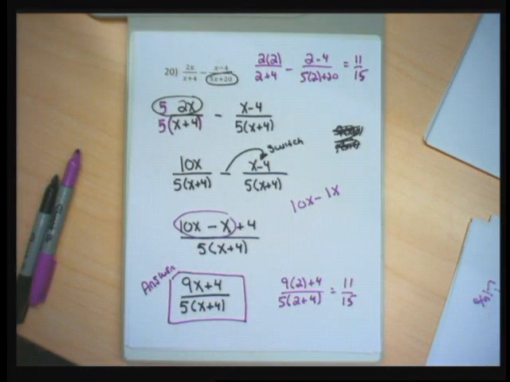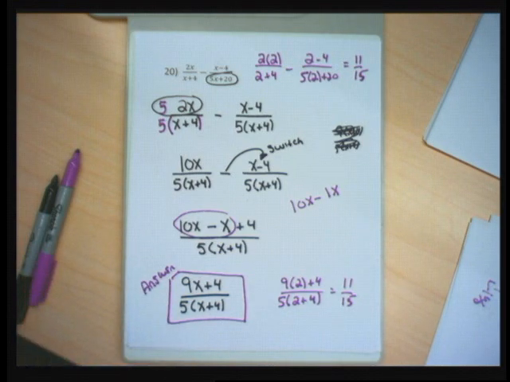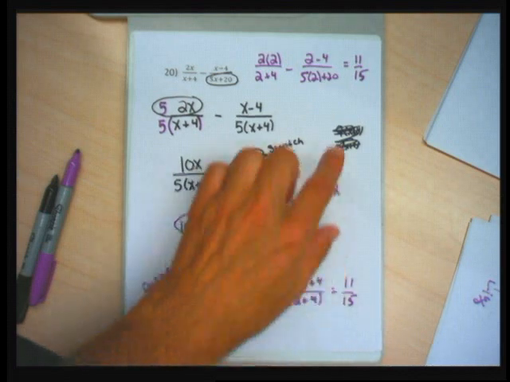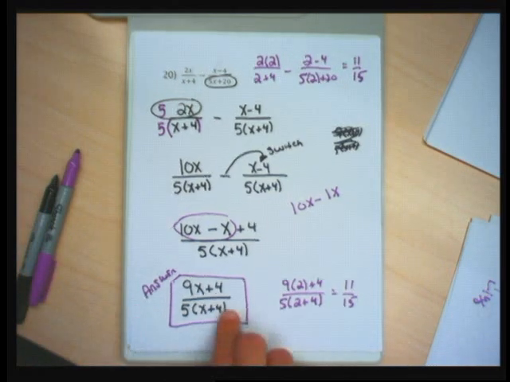And again, if you attempted to reduce this and did any sort of canceling, you should notice that your answer is wrong, because if you cancel the x's out, then it would have to be 11 over 15 for an answer. And if you didn't cancel the x's out and you plugged 2 in for x, you wouldn't get 11 over 15.